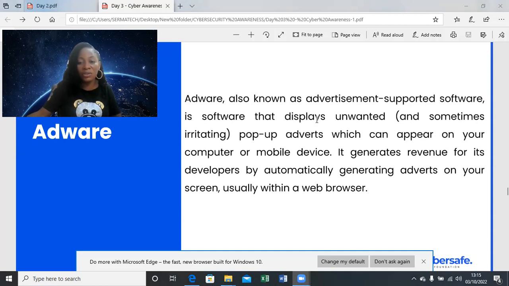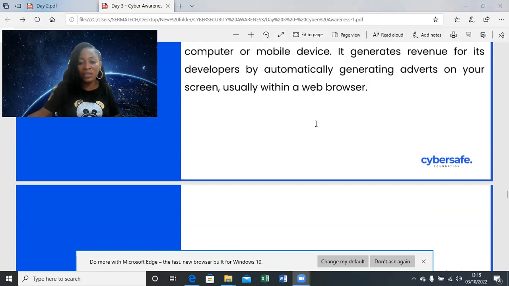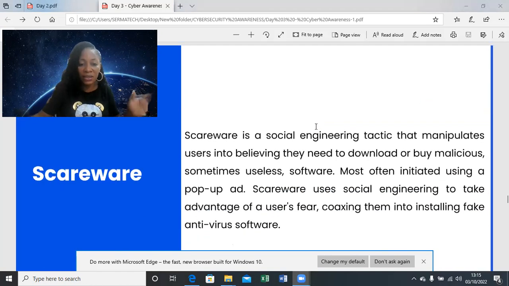So it is being used to generate revenue for its developers. And then we have the scareware. Scareware is a social engineering tactic that manipulates users into believing they need to download or buy malicious, sometimes useless software, most often initiated using a pop-up ad. So scareware uses social engineering to take advantage of the user's fear, forcing them into installing fake antivirus software.